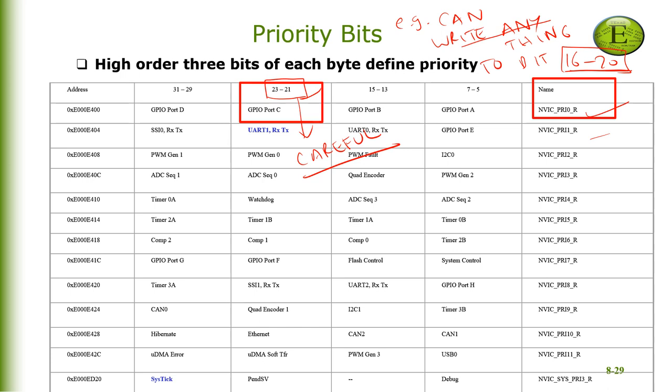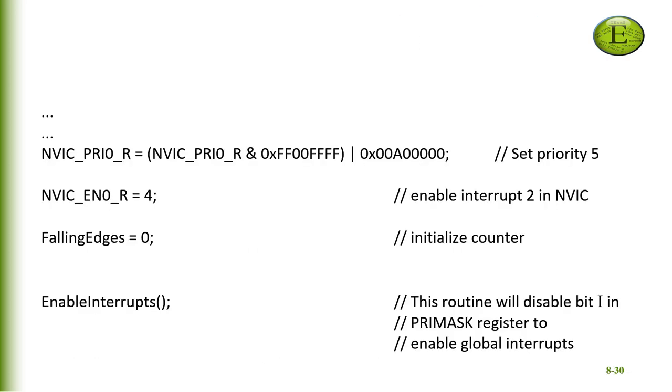So keeping that in mind, we are now going to write C code to configure the priority levels of the port C interrupt. The first statement says that we're going to update the contents of the NVIC priority register number 0 by resetting bits starting from bit number 16. So the first nibble over here, corresponding to bits 16 to 19, and then this one is 22, 23.